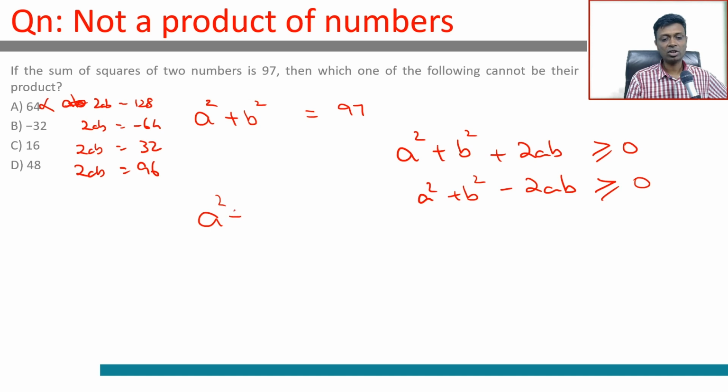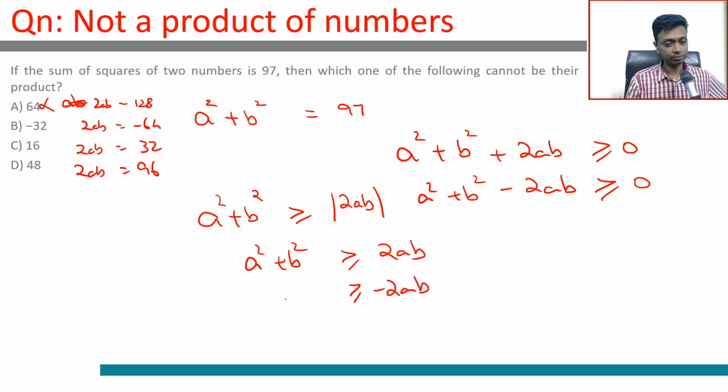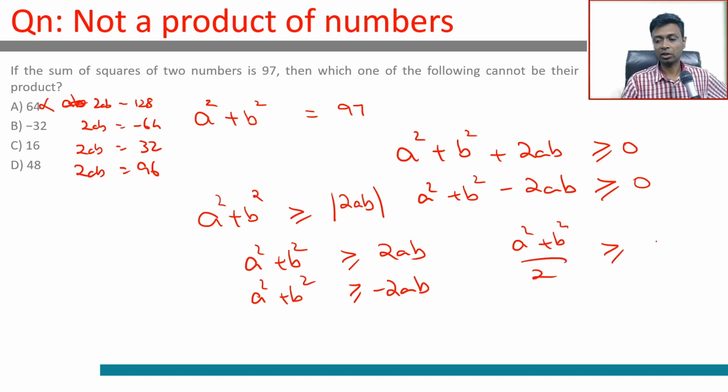Quite simply put, A square plus B square should be greater than or equal to the modulus of 2ab. A square plus b square should be greater than or equal to 2ab. It should be greater than or equal to minus 2ab. That's the condition. A square plus b square by 2 is greater than or equal to the modulus of a into b all the time. Fine. So this idea is very important, very useful. So here it is summing up to 97. So 2ab has to lie between 97 and minus 97, or ab should be less than 97 by 2, greater than minus 97 by 2. All of these work, this one doesn't.